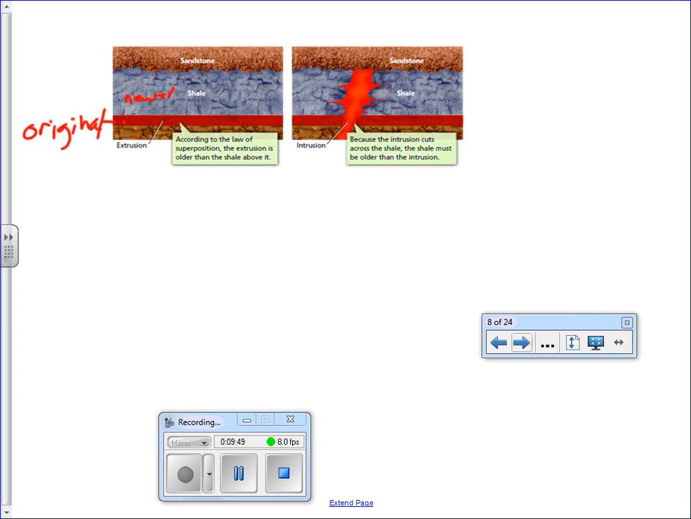And then here, what if there was a weakness, though? This intrusion, this magma, cut up through here. And so you know this has to be newer than this, because the shale had to be there for that igneous intrusion to form, right? The igneous intrusion wouldn't just make a random tower and the other layer form around it. Does that make sense? You're going to see a couple of different pictures like this.